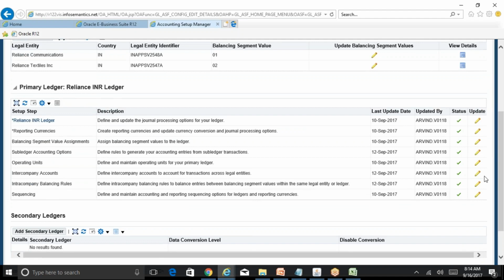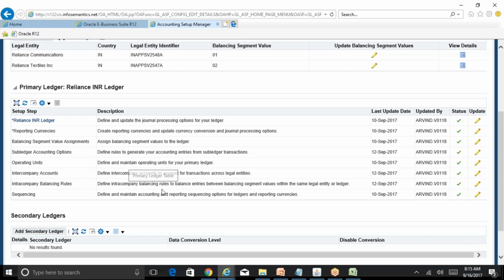This is where we have mentioned the intercompany accounts, and now we are talking about the intercompany balancing rules and intra-company balancing accounts. So what is the difference between them? Here you can see the description. Intercompany accounting comes into picture when there is a transaction across legal entities. That means if there is a transaction between the balancing segments 01 and 02, that is a transaction between two legal entities, then it is called an intercompany journal, and the intercompany accounts we have mentioned here will come into picture.